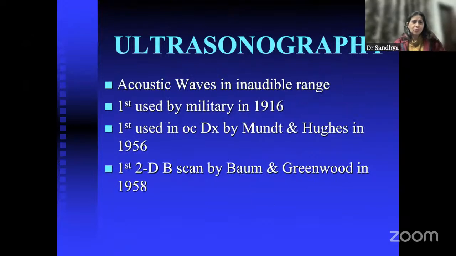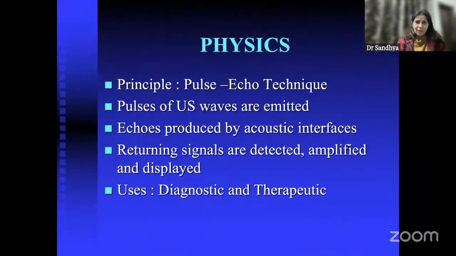You all know what an ultrasound is. These are just acoustic waves in the inaudible range, right? It was first used by military people way back in 1916. When we talk about ocular diagnostics, it was first used by Munt and Hughes in 1956. In fact, the first 2D B scan was done by Baum and Greenwood, way back in 1958. Let us talk about some basic physics before we go ahead.